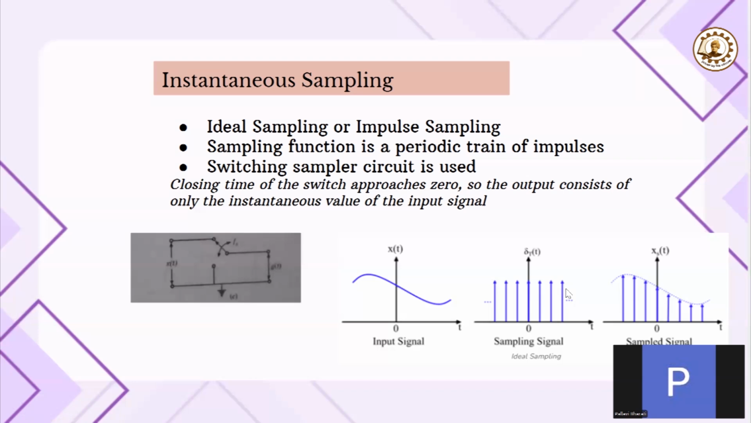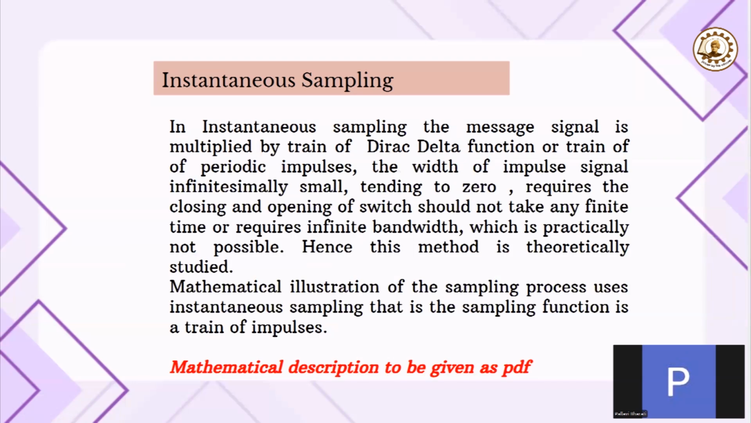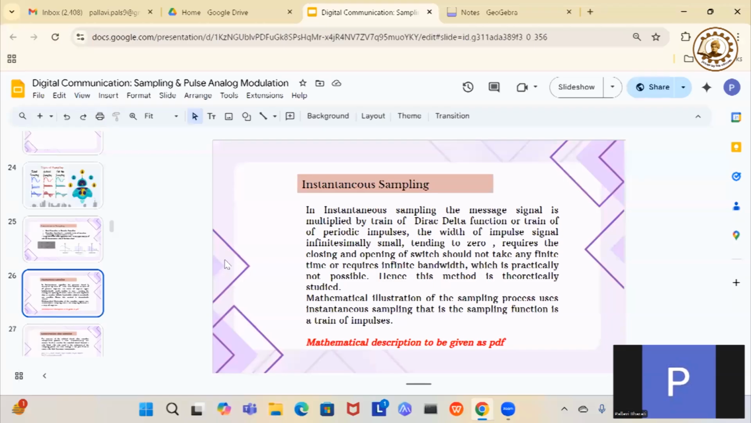Now, this method is not practically realizable because a certain time will elapse when you switch the switches on and off. But here it says that the switching time should tend to 0, so the width of the impulse signal should be infinitesimally small. This requires that the closing and opening of the switch should not take any finite time, or requires infinite bandwidth, which is practically not possible. Hence, this method is only theoretically studied. What does it mean? Let us see once again.